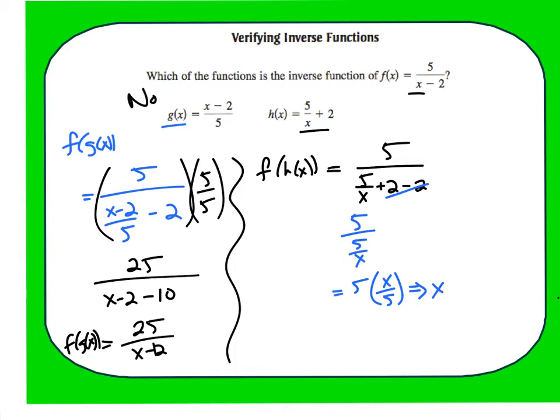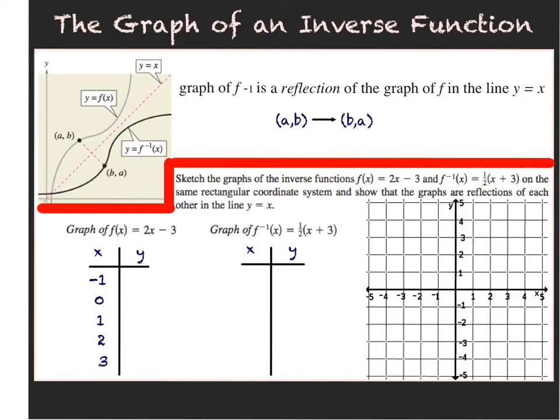All right. So now I have f of h of x. It popped out x. So what do we know about h of x? Yes, it is an inverse of a function. Okay? So when we graph an inverse, again, what's an inverse? It's a switch in x and y. All right? So we did the hard part already. Our function is 2x minus 3, and then our inverse is 1/2 x plus 3.